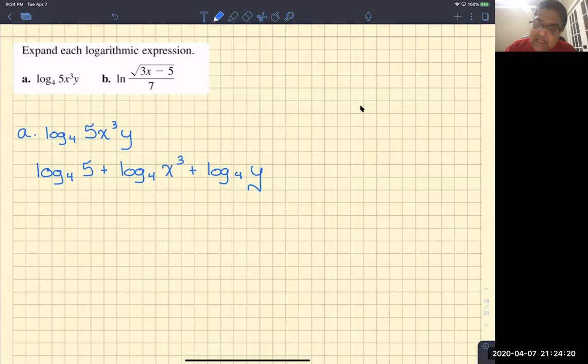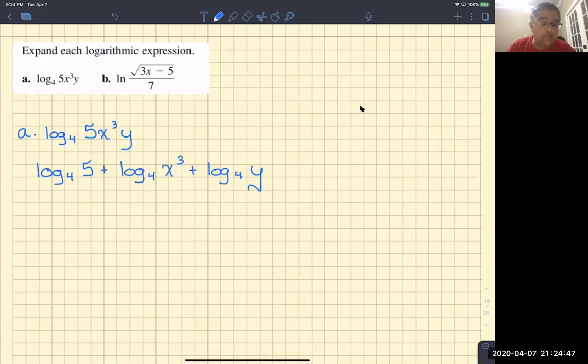Now, is it fully expanded yet? Well, remember, my goal is that I do not want any multiplication or exponents within the logarithm. So here, I don't have any multiplication or exponents. Here, I don't have any multiplication or exponents. But here, I have an exponent. So I have to do something to get rid of that exponent.